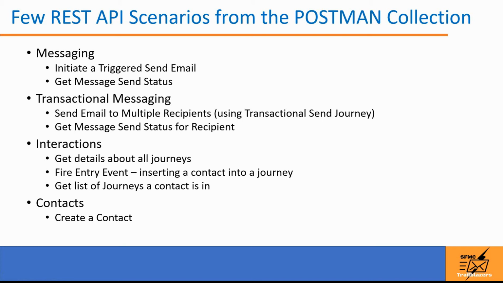We shall also look at how to retrieve the set of all the journeys in our org and then filter them by status. I'm sure you would want to see how to insert a contact into an active journey through the API, so we'll definitely cover that. And another related one is to show a list of all the journeys that a contact is in. And to finally wrap up, we will even create a contact and see if it shows up in our all subscribers list. Okay, so now that we have a good set of scenarios, let's get started.